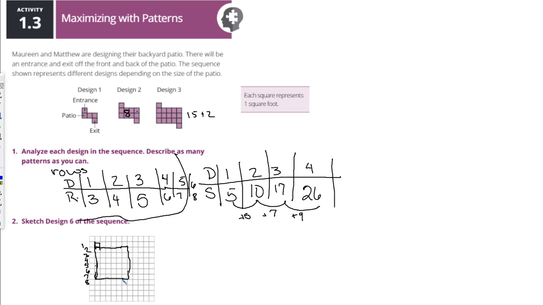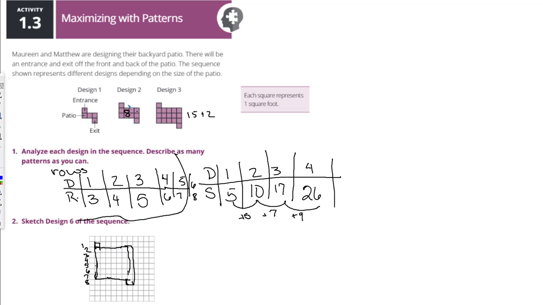But I also need to consider the fact that I need an exit. And then, oops, that was the 5. I forgot to do the one more row. Okay, so that's the design for the 6th one. We're going to have 8 rows in that 6th design.